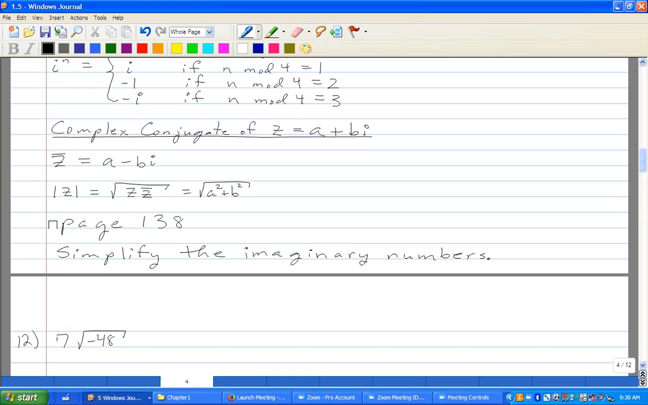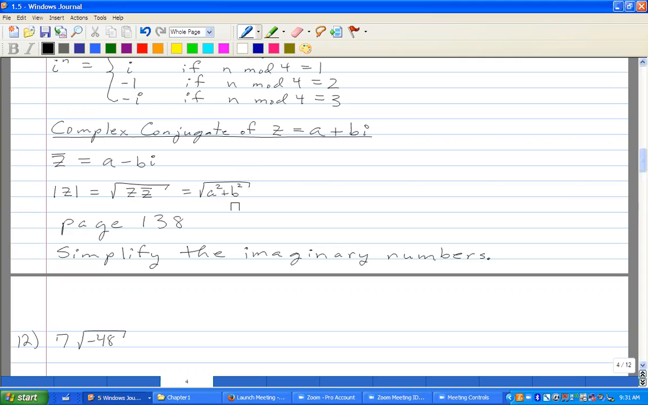The modulus of z, the norm of z, is just the square root of z times its complex conjugate. It's the square root of a squared plus b squared. And so it's the square root of the real part squared plus the imaginary part squared. So let's do some examples.